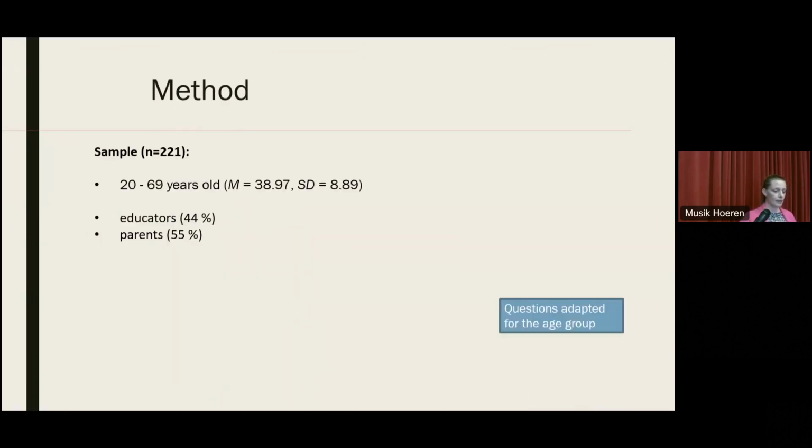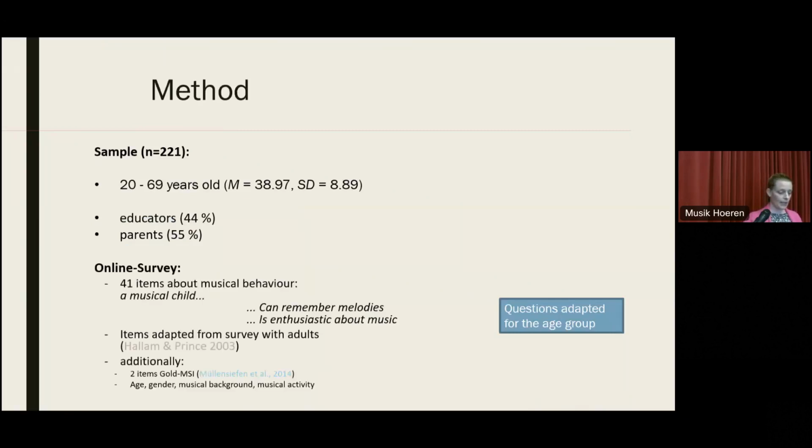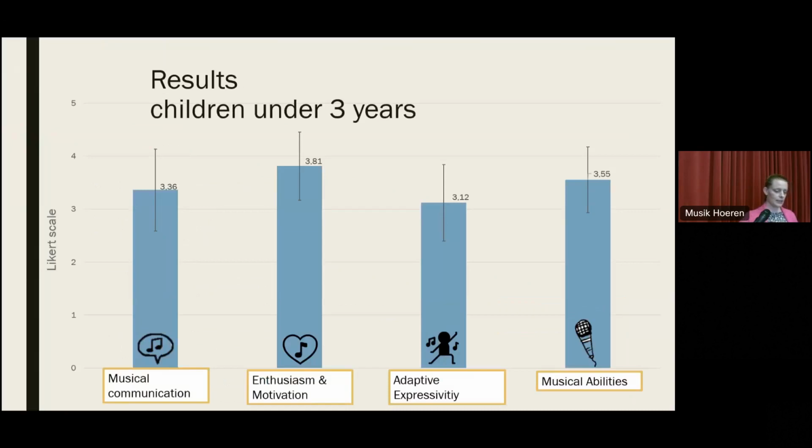And then we had another sample where we asked educators and parents to imagine or to rate children under the age of 3. They worked on a slightly shorter online survey with similar questions, only some of them were age adapted, because you see definitely different musical behaviors in under 3-year-olds compared to 3 to 6-year-olds. The rest was really the same. And what we saw here is, again, that the 4-factor solution fitted best. We see again musical communication, and that the factor has basically the same facets or meanings as before. Then we see enthusiasm and motivation.